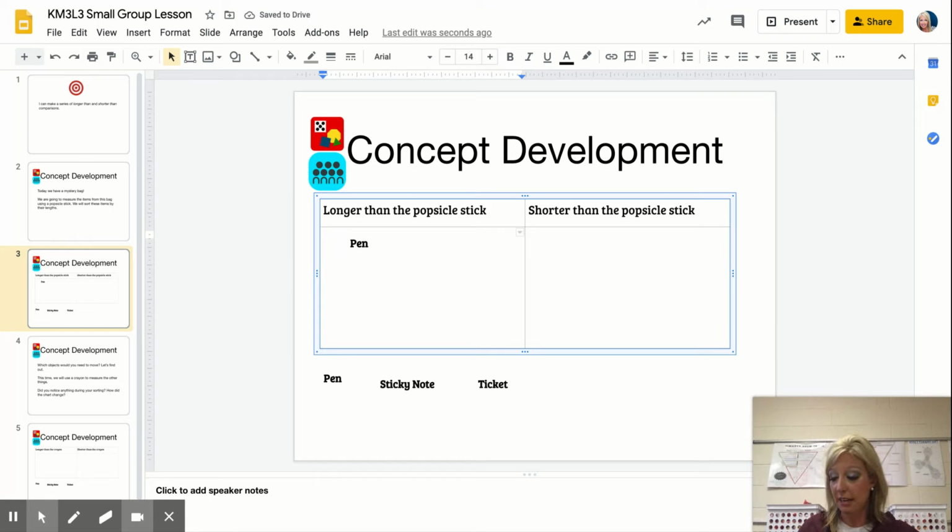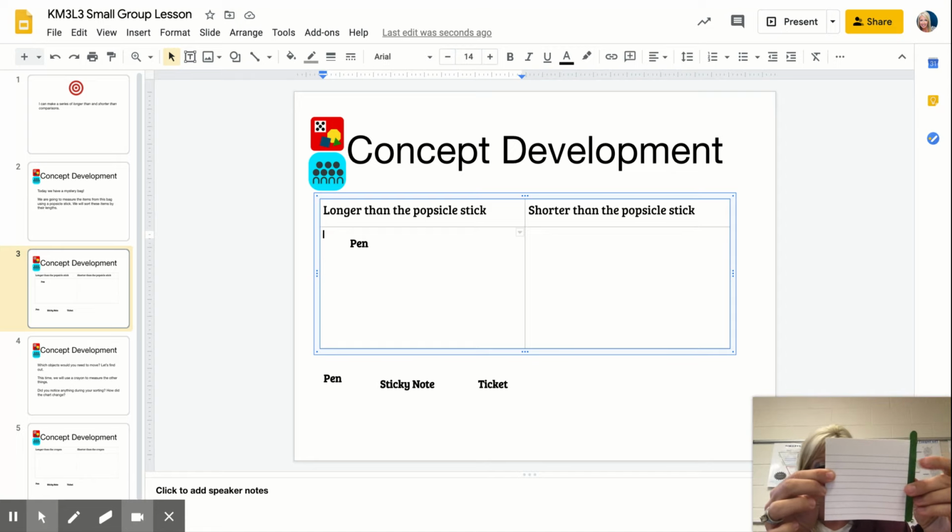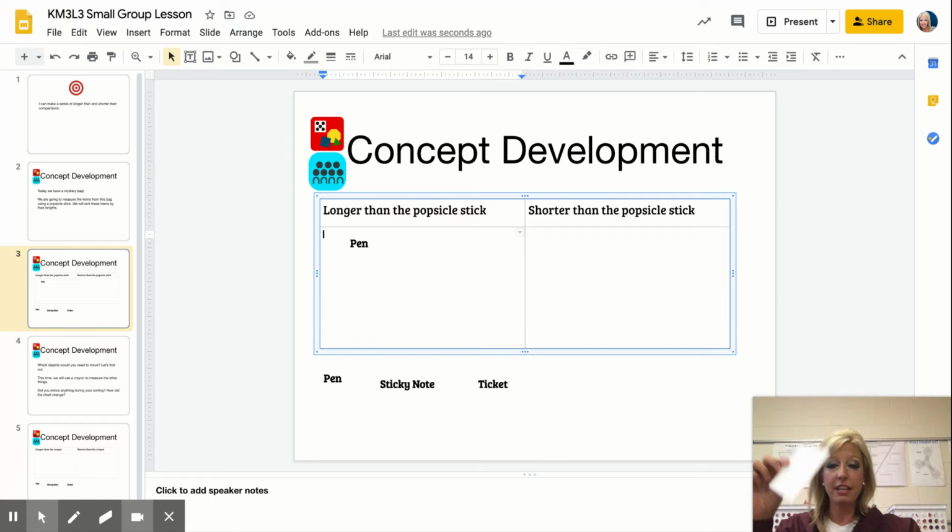Now, the next item is a sticky note. Here's my sticky notes right here. I write notes on those all the time. So we want to compare that to our popsicle stick. So looking here, are those sticky notes longer or shorter than a popsicle stick? Very good. They're going to go in the shorter side.